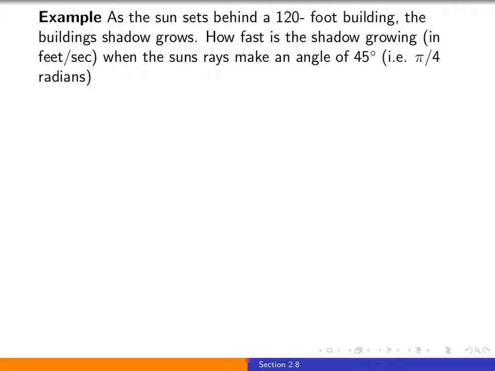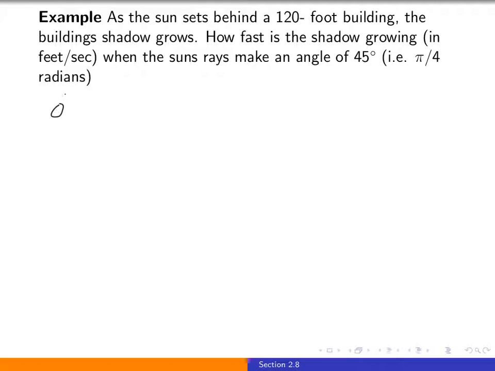So one last problem dealing with related rates. And this problem is going to contain one spot that's a bit more difficult than the previous. As the sun sits behind a 120-foot building, the building's shadow grows. Okay, so let's draw a picture representing this situation.